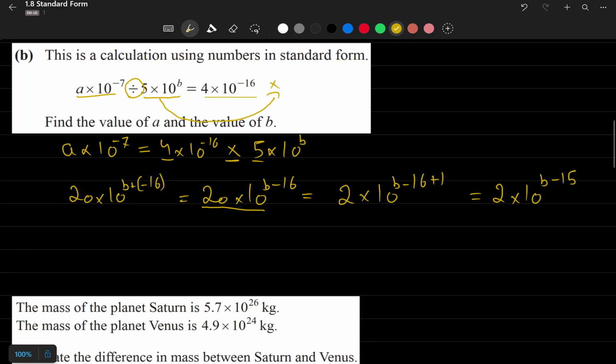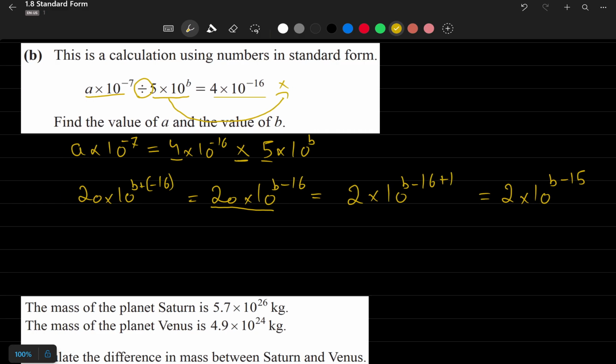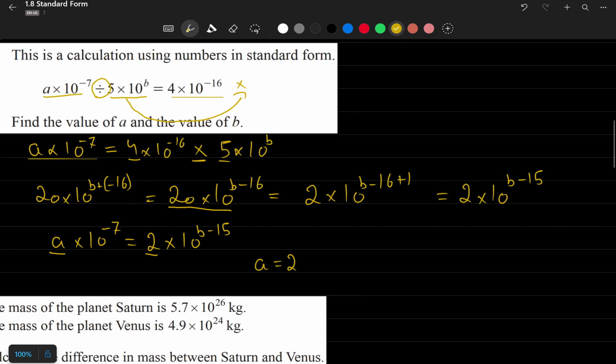Now you just compare the value in the left and at the right. So at the left of the question, we originally got a into 10 raised to power minus 7 is equal to 2 into 10 raised to power b minus 15. Now you just compare the values. So a is equal to 2, and now we will find b.